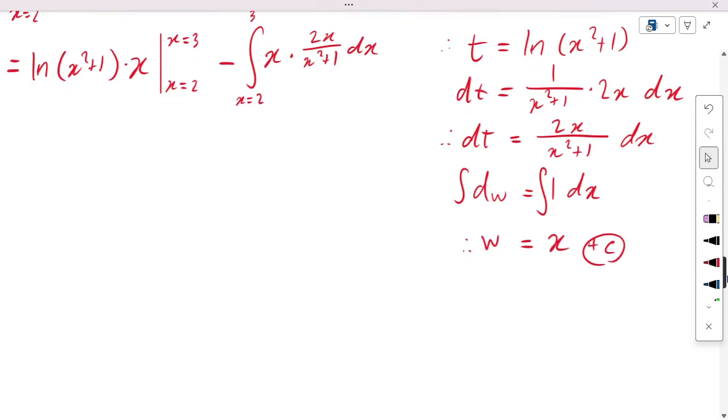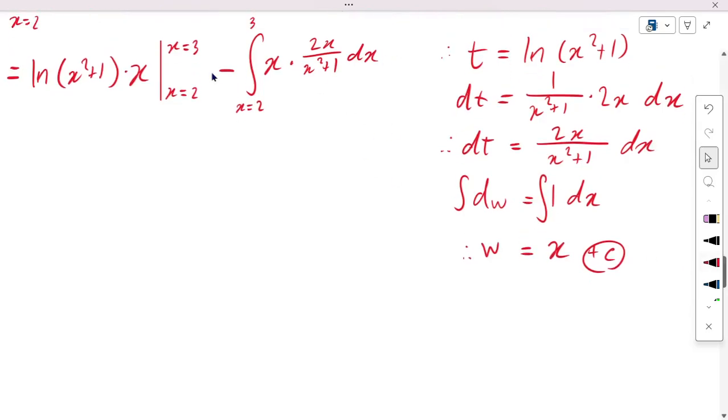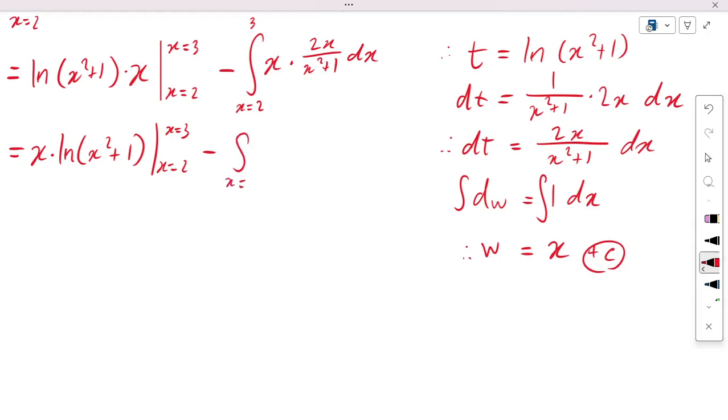Okay, so let's get a little bit further into this, right? We want to do this integral here. Well, we still have this one over here, so we're going to leave it like this. We're going to have the natural log. I'm actually going to take the x over to the front because it looks better. So it's x times the natural log of x squared plus 1, evaluated from x equals 2 until x equals 3, minus the integral from x equals 2 until 3.